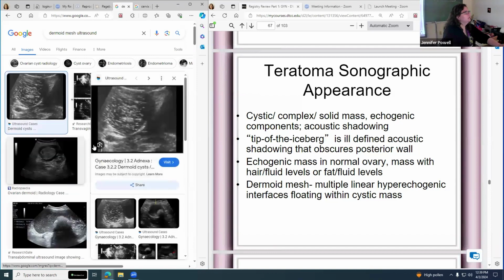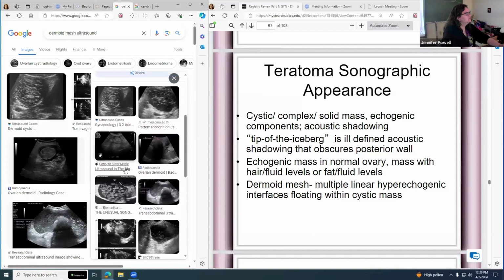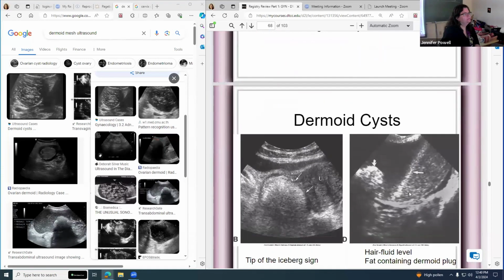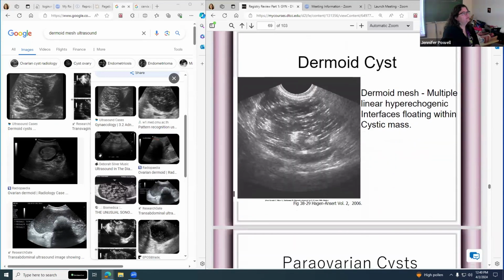Right. This almost looks like this. It almost has the appearance of a hemorrhagic cyst. This is a really good tip of the iceberg one here. Anyway. All right. Okay, here's that dermoid mesh with multiple linear hyperechogenic interfaces floating within a cystic mass.